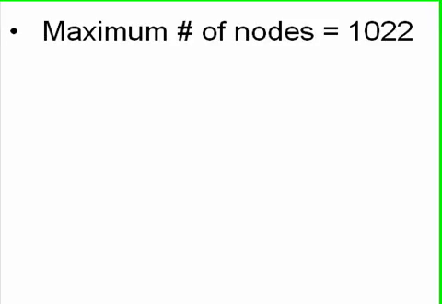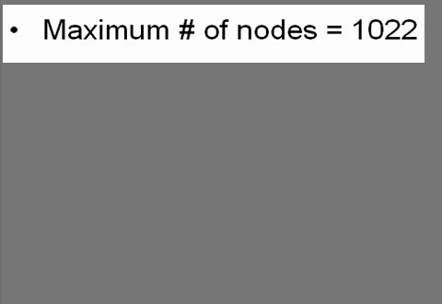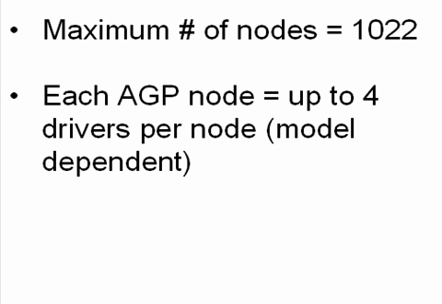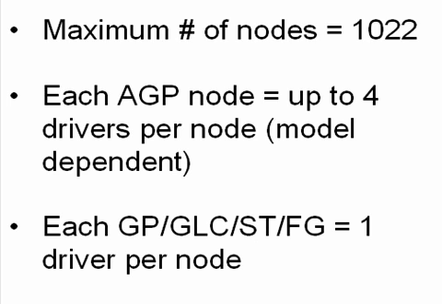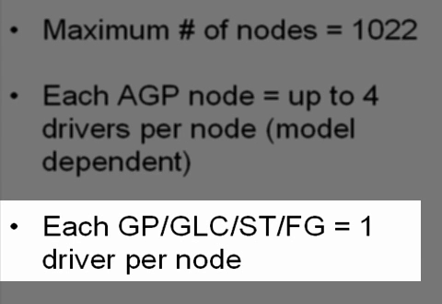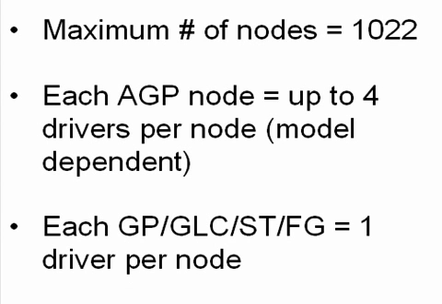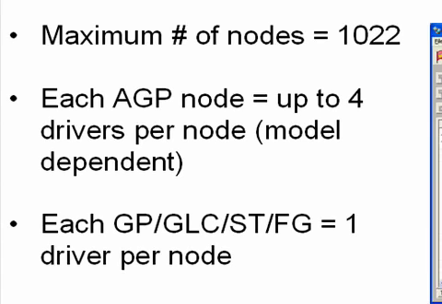The maximum number of participating nodes on the network is 1022, and each node can have up to 4 drivers, as we call them, or protocols, depending on the AGP or HMI type. The older legacy devices can only have 1 driver per node. Note that that is 1 driver and not 1 connected device. Most of these drivers will support up to 16 individual device connections.